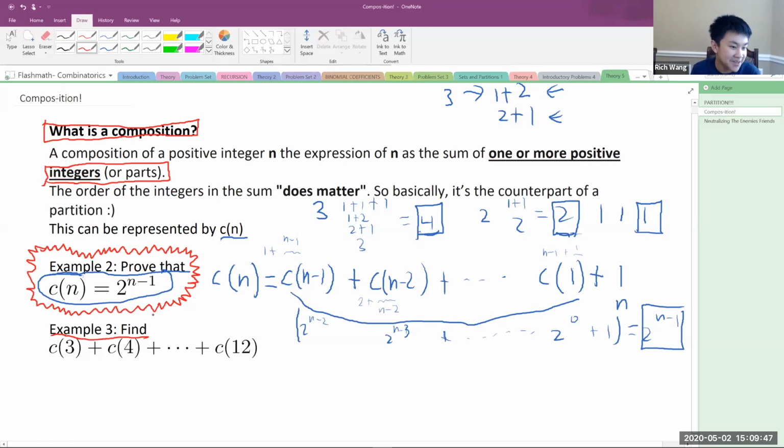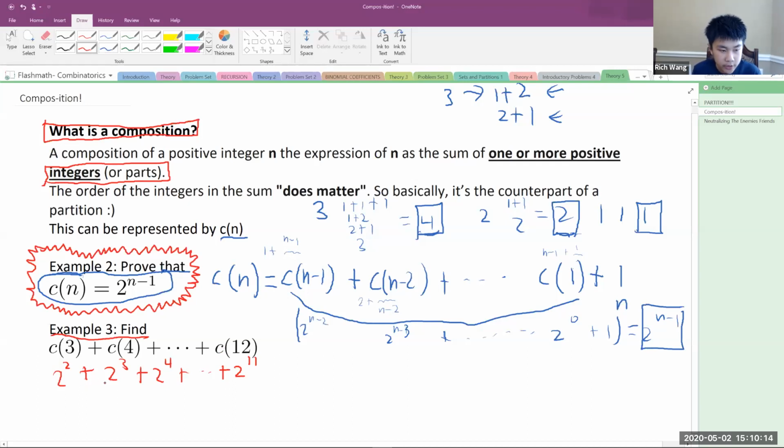So if we want to find the value of C3 plus C4 all the way up to C12, then this is what we want to do. If we use the formula from example 2, we can see that this is equal to 2 squared plus 2 cubed plus 2 to the 4th all the way up to 2 to the 11th. The way we got this was just by repeatedly applying C of n is equal to 2 to the n minus 1.